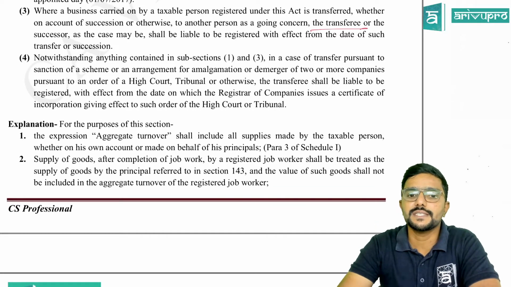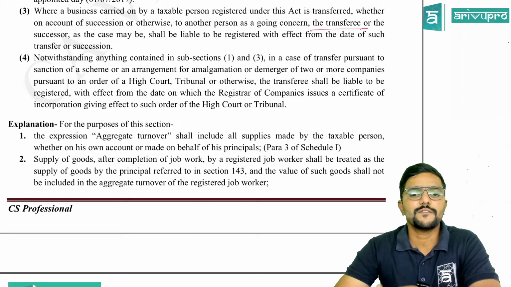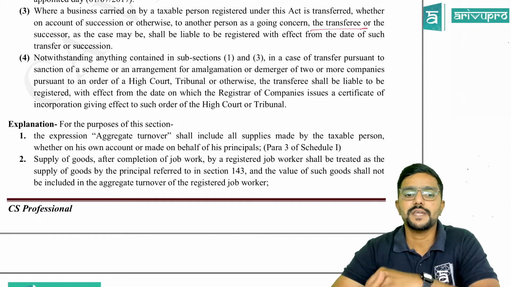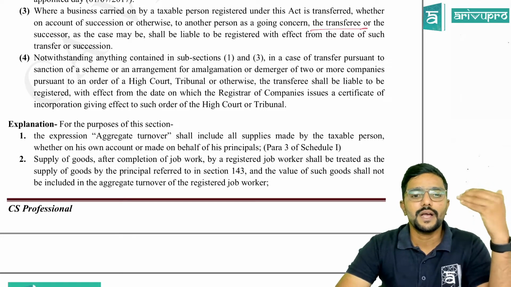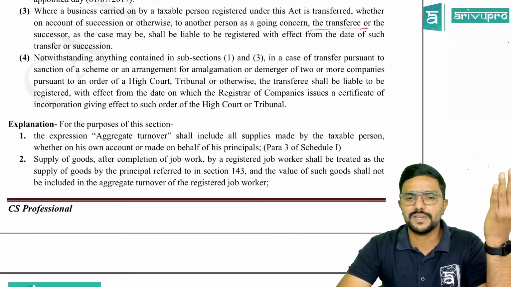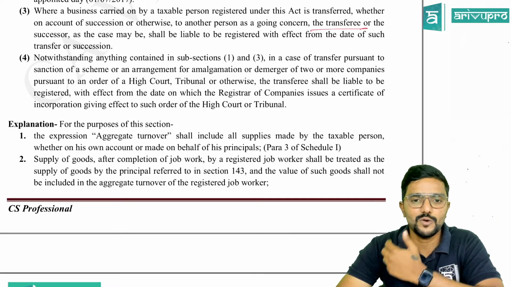Notwithstanding anything contained in subsections 1 and 3, so it is having an overriding effect. In case of transfer pursuant to sanction of a scheme or arrangement for amalgamation or demerger of 2 or more companies pursuant to an order of High Court, Tribunal or otherwise. So now a High Court or Tribunal or otherwise means any person who has given the order for the purpose of amalgamation or demerger of any 2 or more companies.